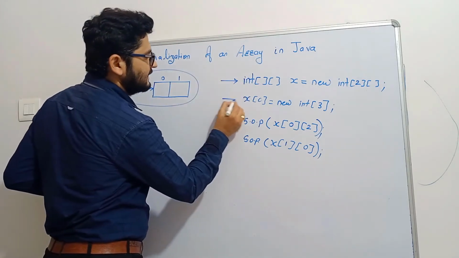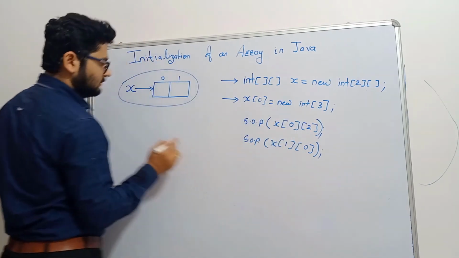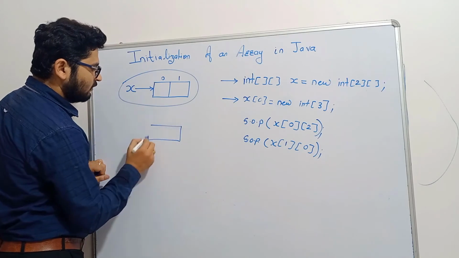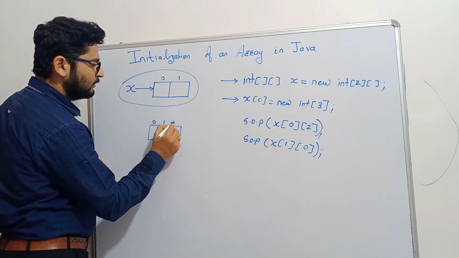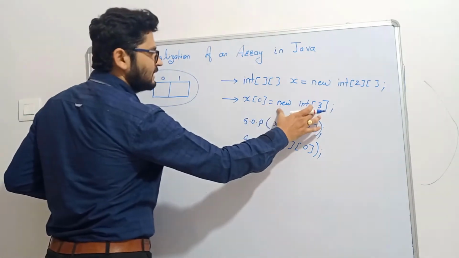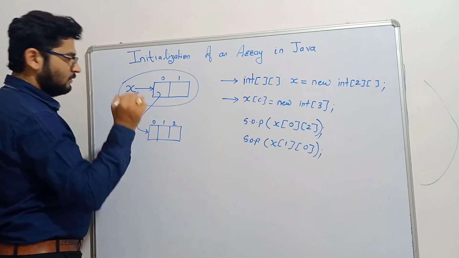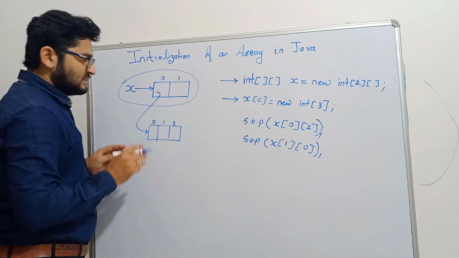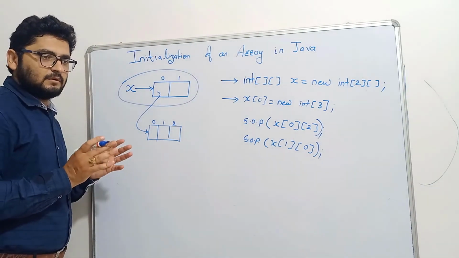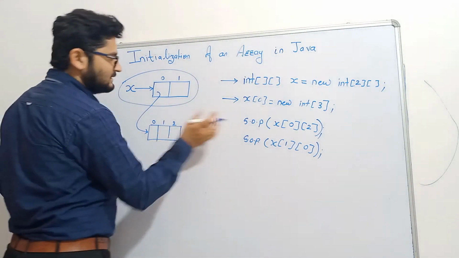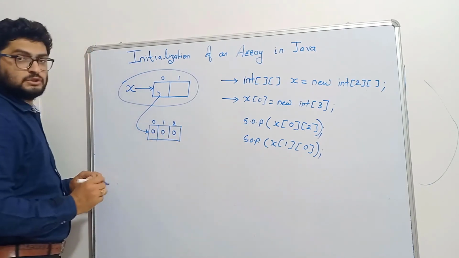When we execute the second statement, we are going to create this single dimensional array, or one dimensional array, of size 3 having index 0, 1, 2. Now this single dimensional array, just now created, will be pointed to by x of 0. Okay. Now as we know, whenever we create a single dimensional array, it is initialized with the default values. So here, as this array is of integer, the default values will be 0, 0, 0.